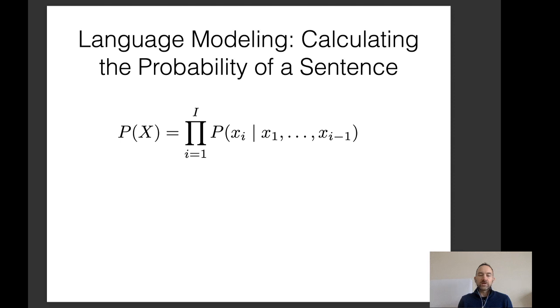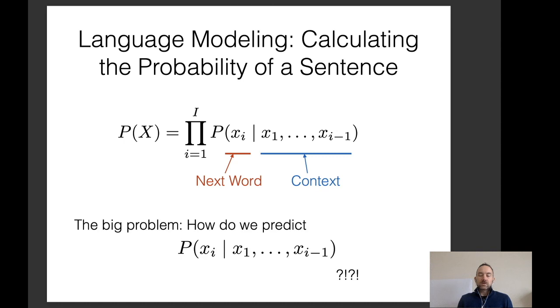Let's say we define our sentence as big X here. The way we model this is we use the chain rule of probability, where we have large I words in the sentence. At each point, we want to calculate the probability of the next word given the context. Because of the way probabilities work, this is a perfectly reasonable way to decompose the prediction problem for large X, and these two expressions are equivalent.